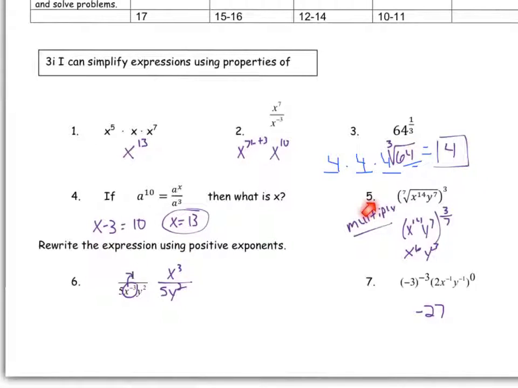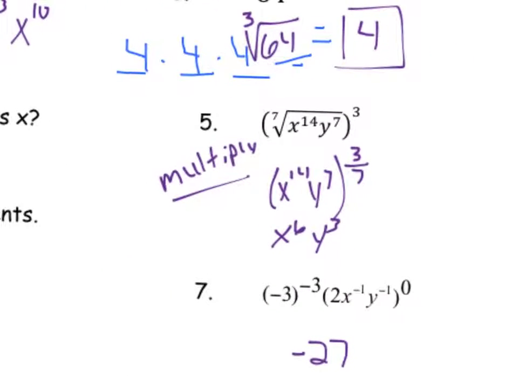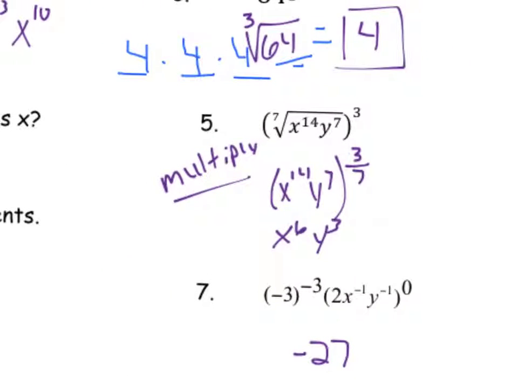For 5, I'm going to blow this up a little bit. Remember that whatever is behind is the numerator, in front is the denominator. So here is my fraction exponent. And then power of a power, you just multiply. So 14 times 3/7 is 6. 7 times 3/7 is 3.